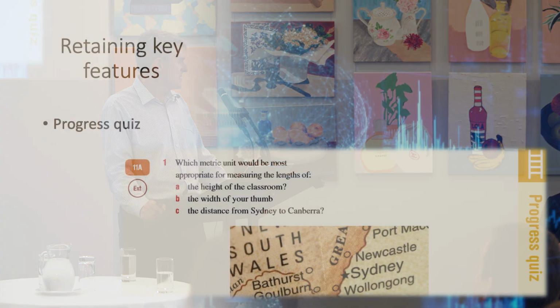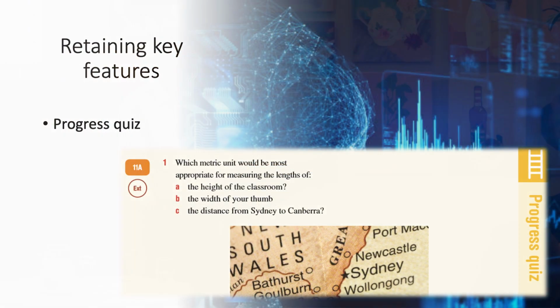Another key feature we're going to retain, of course, is the progress quizzes, situated about halfway through the chapter, through the topic. And these are a great tool for formative assessment, for helping students structure their work across the topic and to be assessed halfway through. They are available in the text. They are available as a printable worksheet. Is that right, Scott? Yeah, that's right.